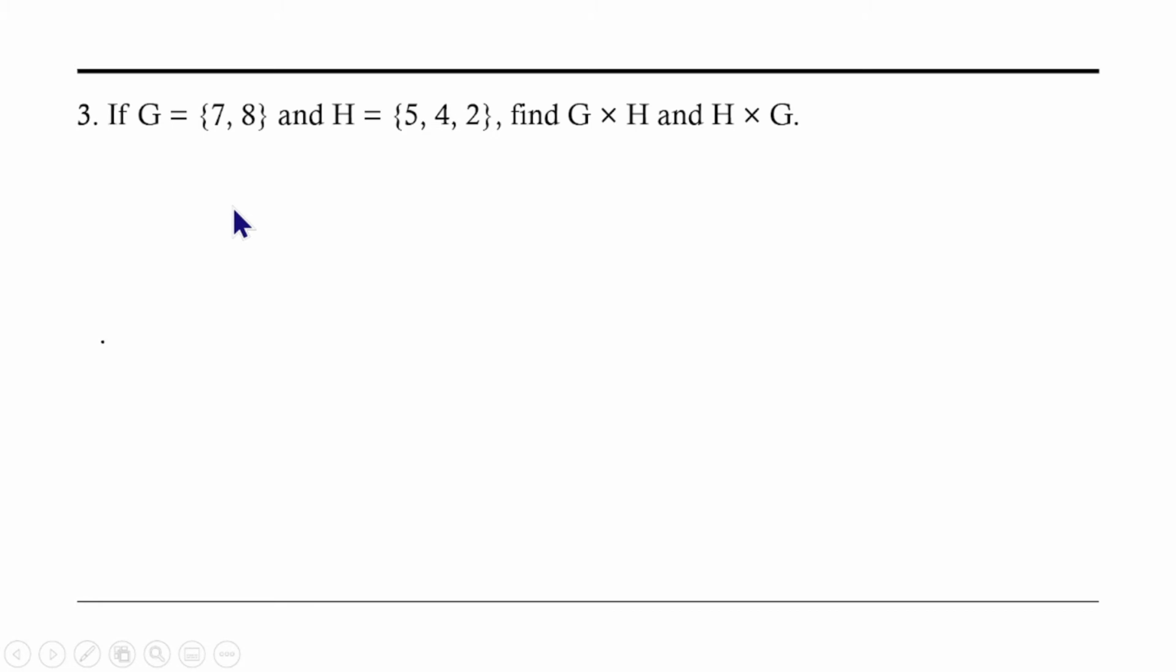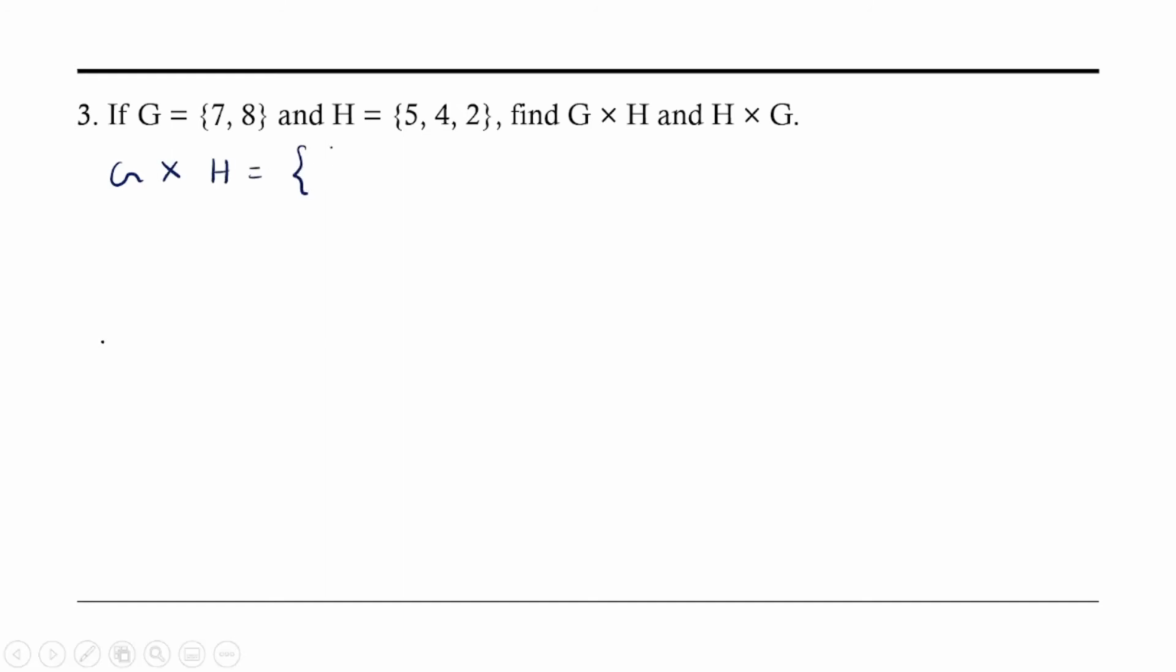Next question: if G = {7, 8} and H = {5, 4, 2}, find G cross H and H cross G. So we have to find G cross H and H cross G given the sets G and H. First let us find G cross H.